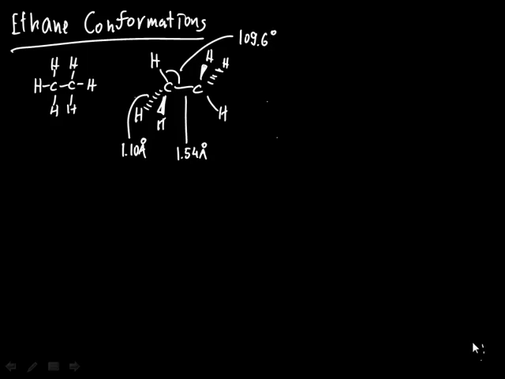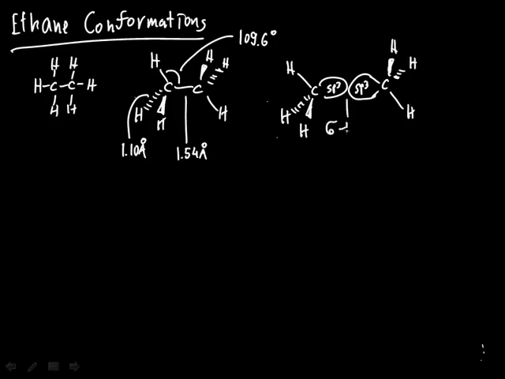Now you probably remember that the central sigma bond in ethane is formed by overlap of 2 sp3 orbitals on individual carbons. So this is a sigma bond. Rotation around this bond is free, and you should remember that as well. And so we can talk about at least 2 conformers of ethane.